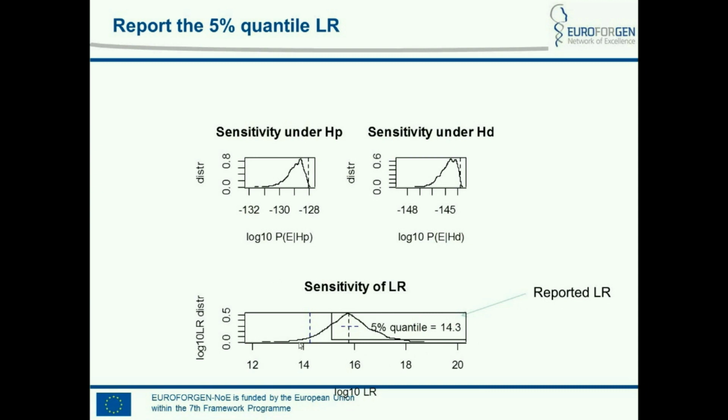And what this plot shows is the errors across the parameters, and we are reporting the 5% quantile, and this is 14.3. Remembering that the mean here is about 15. So the number, of course, is conservative and a little bit less than the mean illustrated here. So the reported likelihood ratio is log 10 to the power of 14.